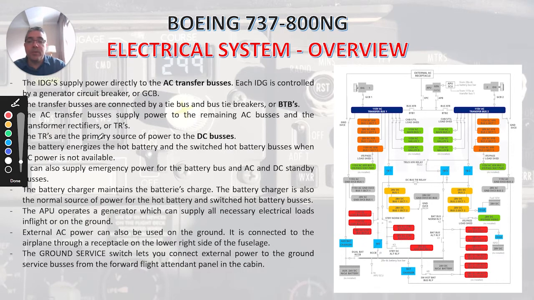And the transformer rectifiers, or TRs. So you can see this line connects to the TRs right there. All right. And here's TR3. The TRs are the primary source of power to DC buses. So you can see the TRs feeding the DC buses here.